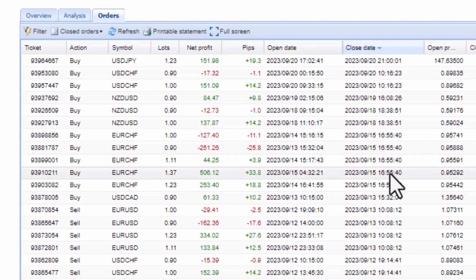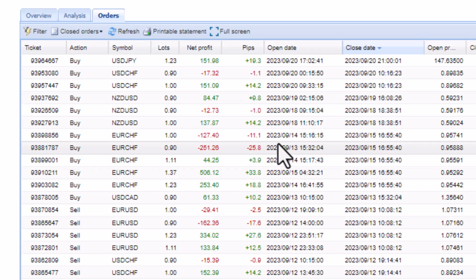You can see those have closed all together in a group of 5, and I'm going to add those 5 numbers up and see what we come to. So I'm going to start here: 253 plus 506 plus 44 minus 251 minus the last one, which is 127, and we get a completely different number to the one we had before. This adds up to 425.